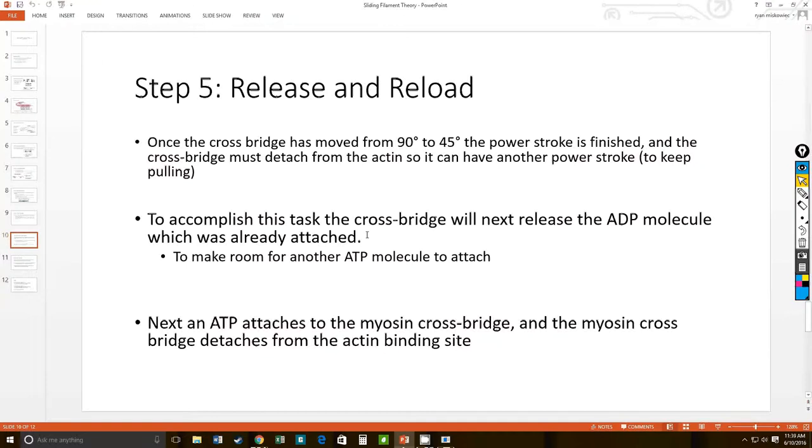So after you have a power stroke, the ADP will release, and an ATP molecule, which is just floating out there in the sarcoplasm, will bind, okay? Once it binds with the crossbridge, the binding of that ATP to the crossbridge actually causes the release of that crossbridge from the actin, okay?